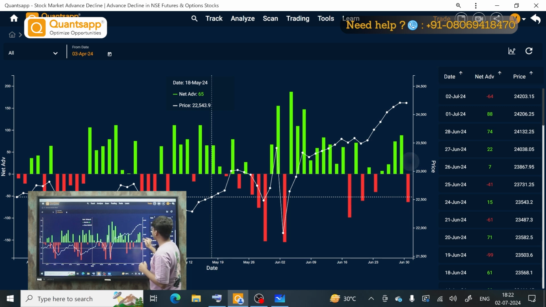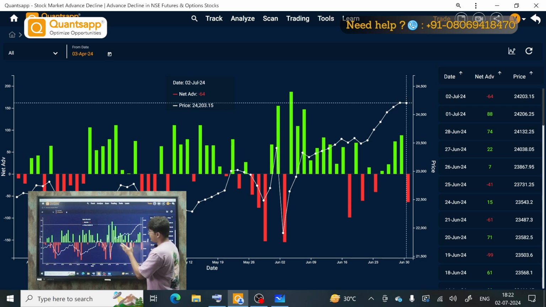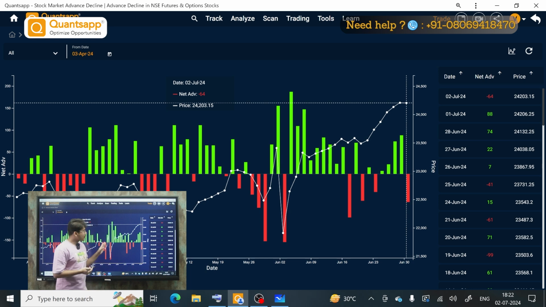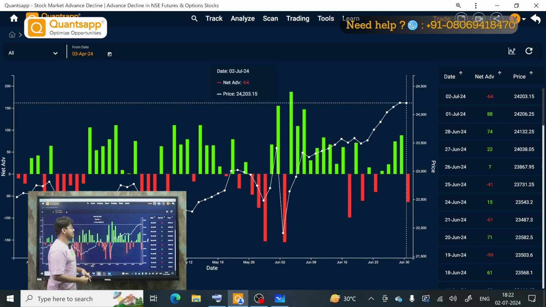If I want to look at current advance decline, I'll just put my cursor there. If you have a mouse, then you can just drag around. Since I don't have a mouse, I am on a touch panel, so I'm just clicking there. Today you can see it's 2nd of July 2024. Net advance is negative 64. That means negative stocks or bearish stocks are more than the positive stocks or bullish stocks. Nifty's price is near its all-time high, at 24,203.15.